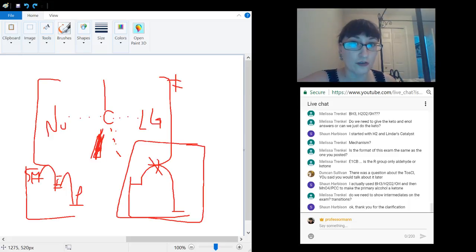If a mechanism question has an intermediate, I do expect you to show them, or otherwise you didn't actually show the full mechanism. I hope that makes sense. Let me know if that makes sense.